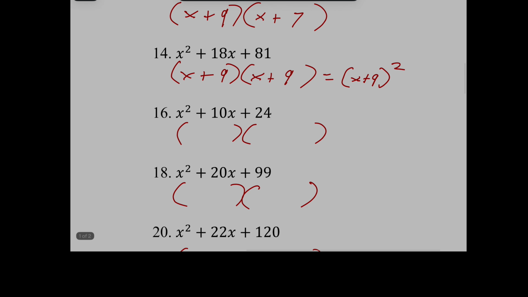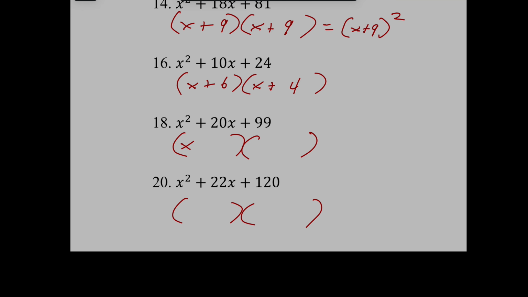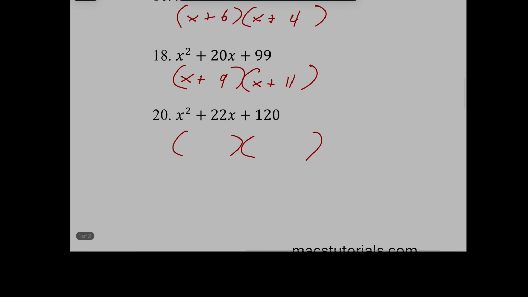Anyways, going on. Third term positive. Signs are the same. Take the sign of the middle number. What multiplies to 24 and adds to 10? That's going to be 6 and 4. Going on this one. X and X. Third term is positive. Take the sign of the middle, which is positive. And this one is going to be 9 and 11. And this last one right here, this looks like that's going to be another 10 and 12.